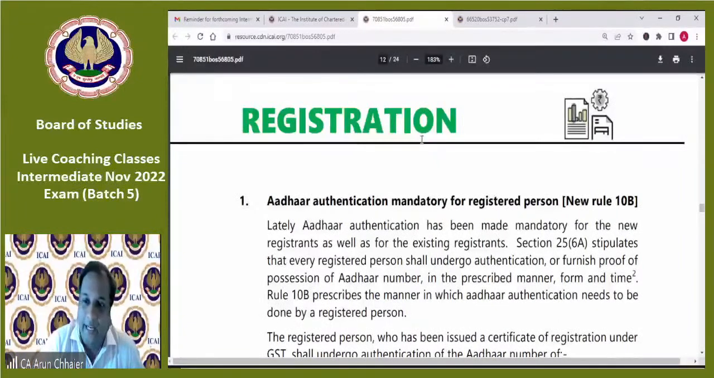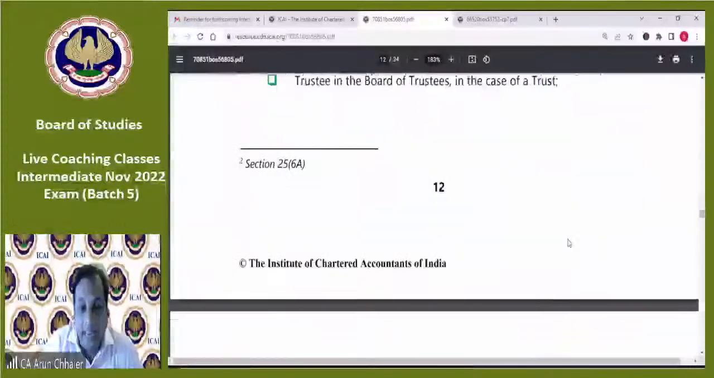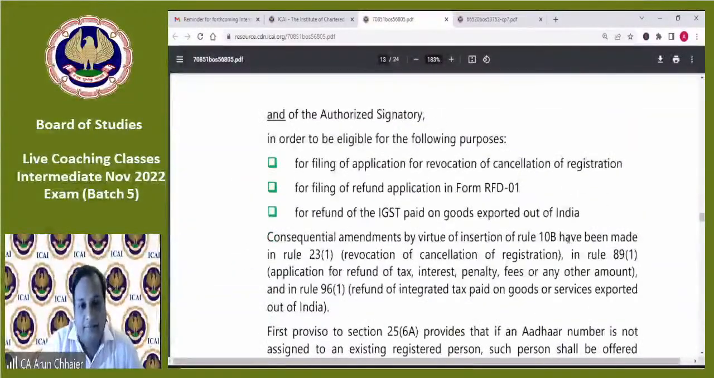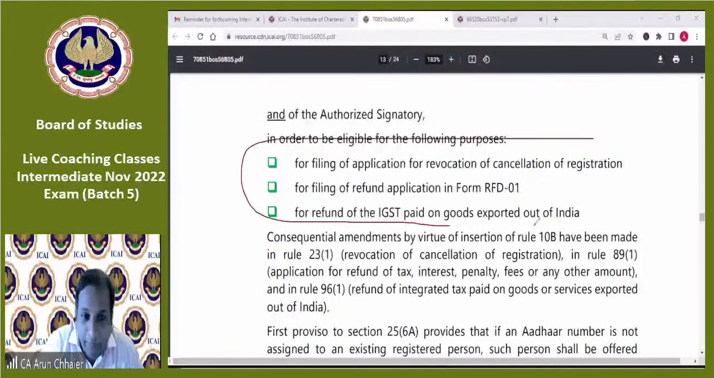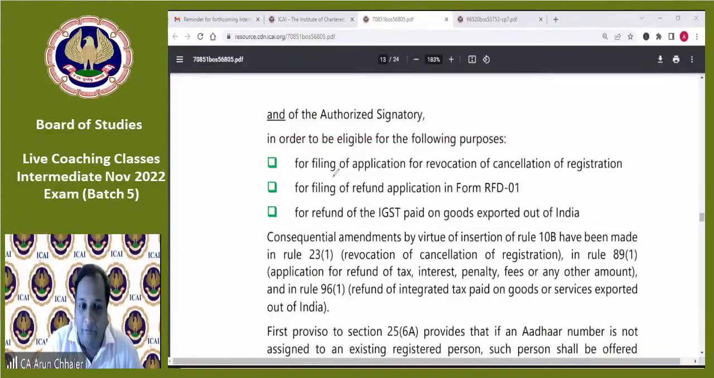Today, let me talk about the recent amendment with respect to the registration chapter. The new rule 10B has been inserted. What is rule 10B? Rule 10B says that you will be eligible in the following case only when your Aadhaar is authenticated: filing the application for revocation of cancellation of a registration.